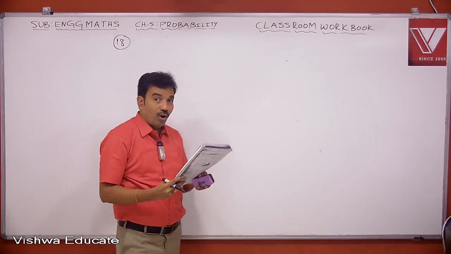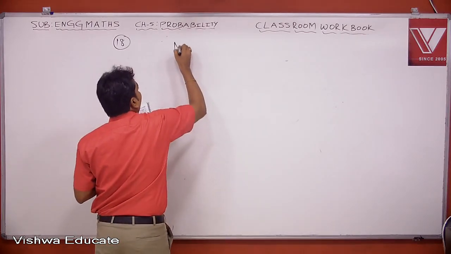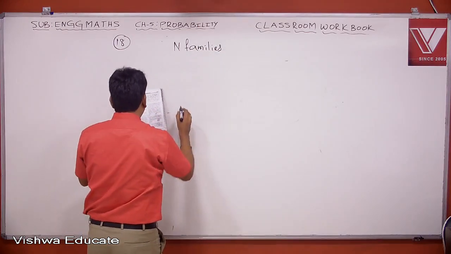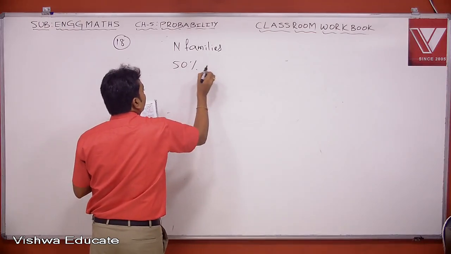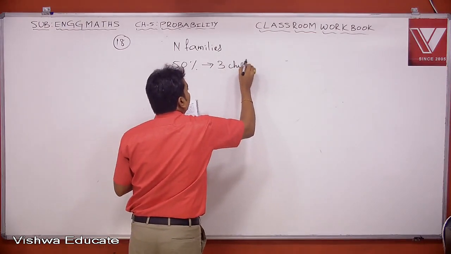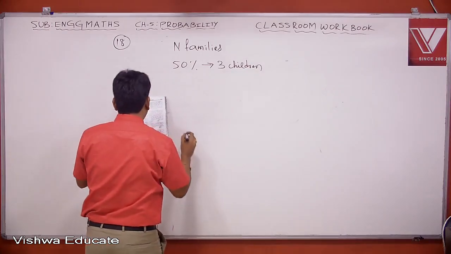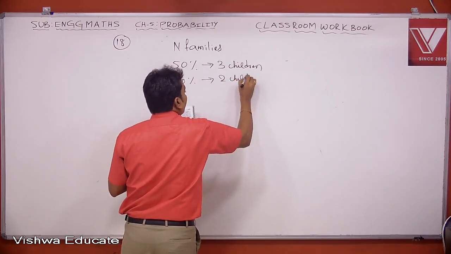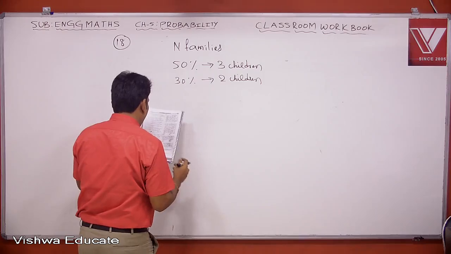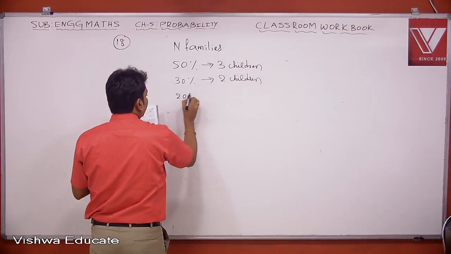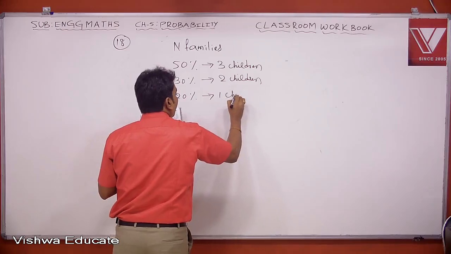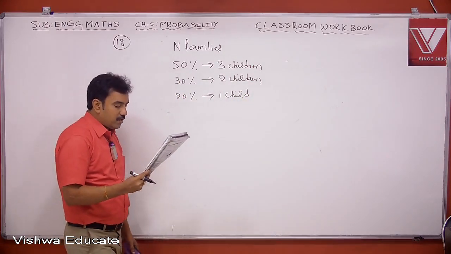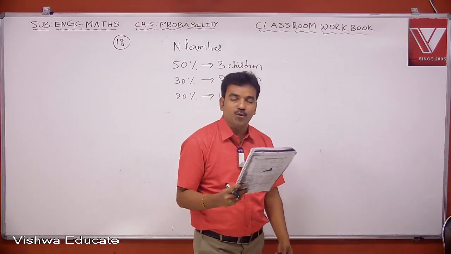In a population of n families, 50% of the families have 3 children, 30% of the families have 2 children, and the remaining, that means 20%, have 1 child. What is the probability that a randomly picked child belongs to a family with 2 children?